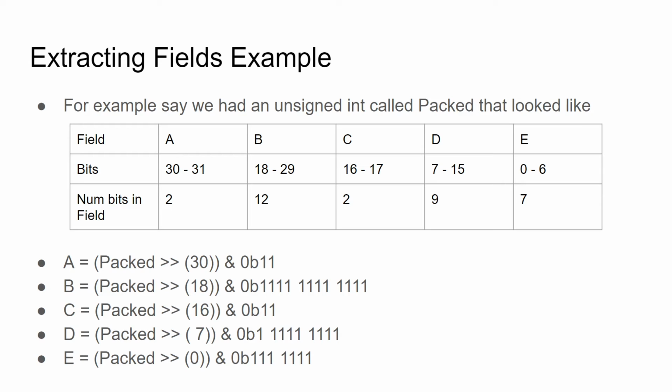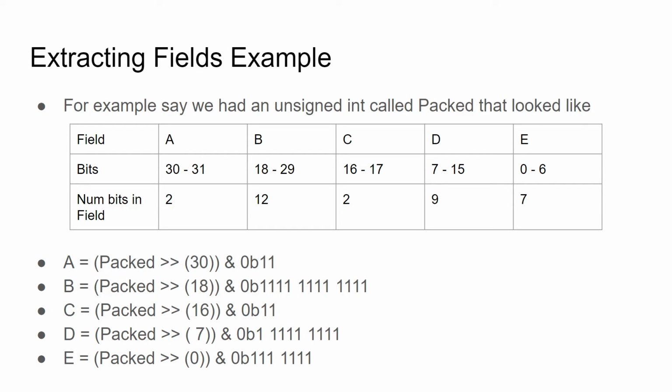Let's say we had an unsigned int. Its name is packed. And inside packed, we put 5 other numbers, right? We would only do this if we were really, really hurting for space, and the numbers that we had to represent were small. So I put 5 separate numbers inside of my variable: A, B, C, D, and E. Bits 0 through 6 are E, bits 7 through 15 are D, 16 through 17 are C, 18 through 29 are B, and 30 through 31 are going to be A. And the bottom tells you how many bits are actually there.